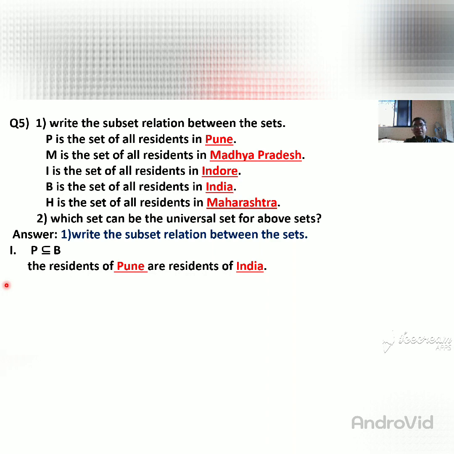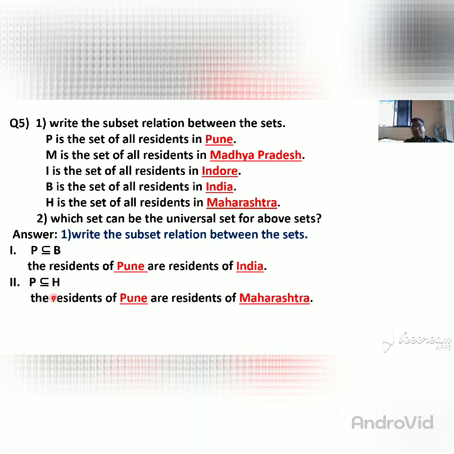Then we can see the other options. Which subset is possible? P is the subset of H. P means the residents of Pune. Pune is in Maharashtra, so Pune is the subset of Maharashtra. So we can write Pune is a subset of H.